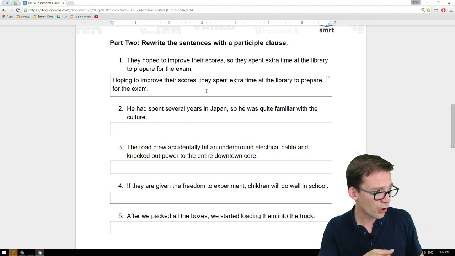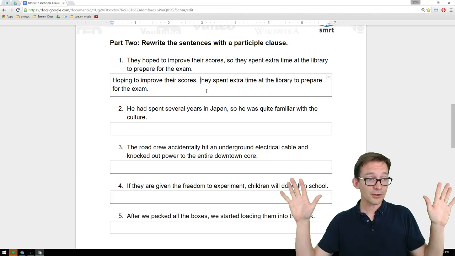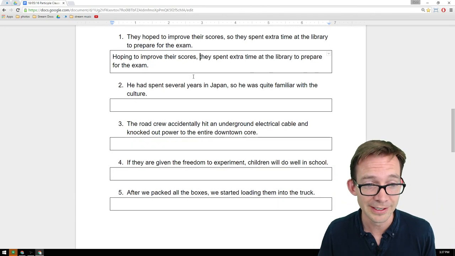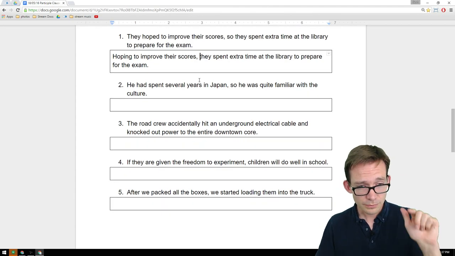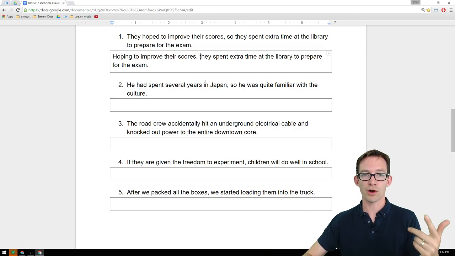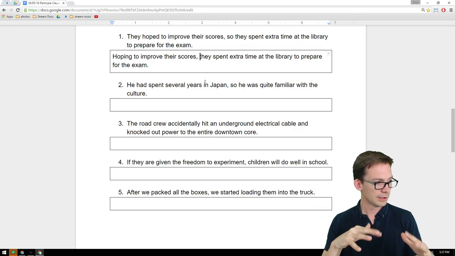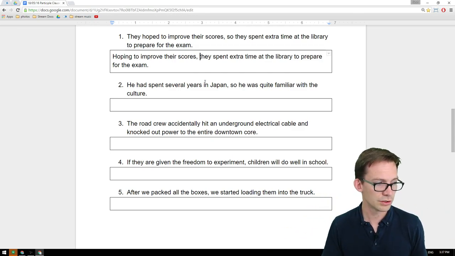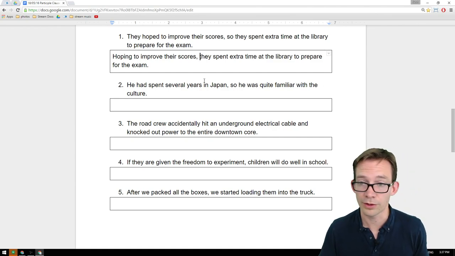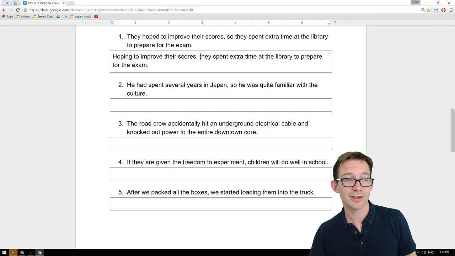Good, and I see the answers already coming in on the chat. So I'm going to get out of here, okay? I'm not going to slow you guys down. I'm going to scroll up a bit, do two down to five, you've got four sentences. Rewrite them with a participle clause, just shorten them and make any kind of changes you need to. Good, okay, I'm out of here. Music's coming back on.